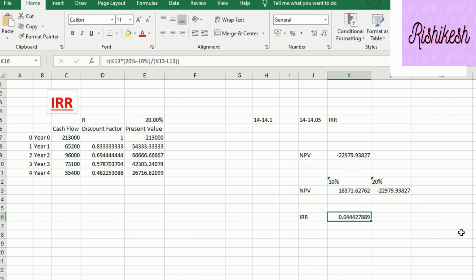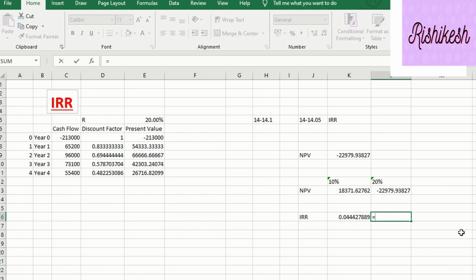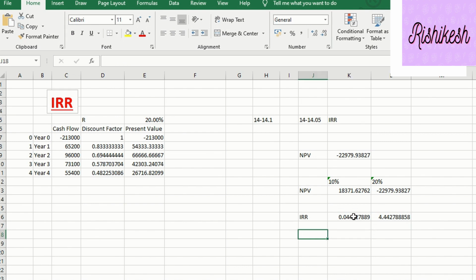So if I find out, it comes out to be 0.044 something, but in terms of percentage, I will just multiply it with 100. So this comes out to be 4.42%. So IRR will be equal to 10, since we took 10 as a reference, plus this value that we have calculated. So it will be somewhere close to 14.42. And if you see this number, although not that close, it's pretty close, right? So this is how you can calculate an approximate value of IRR as well.